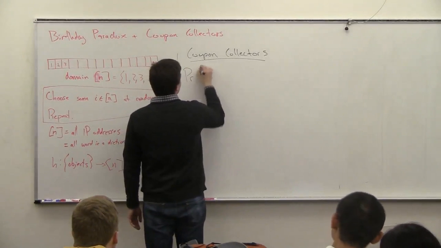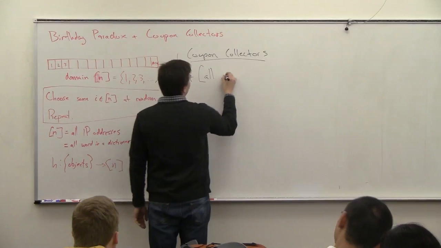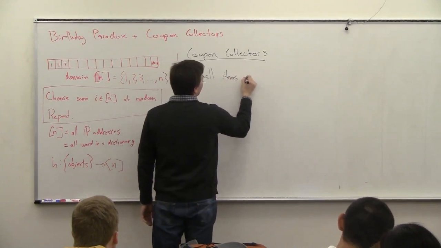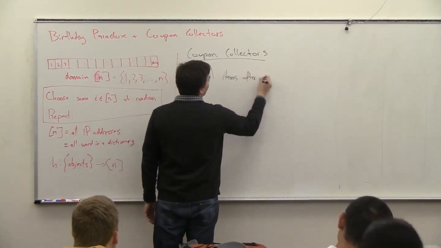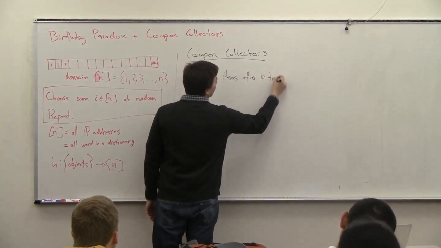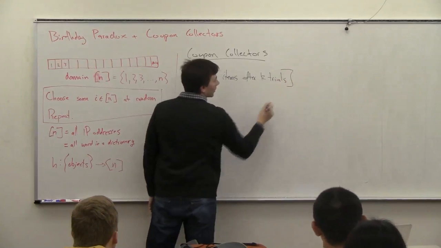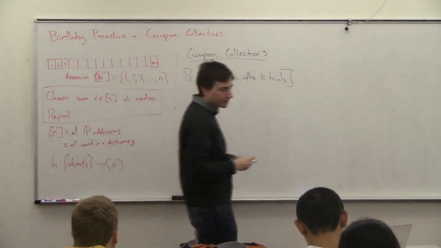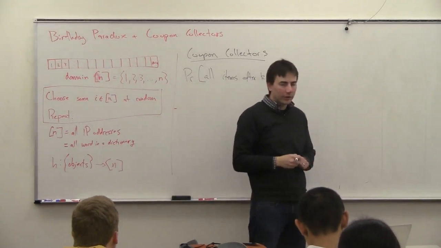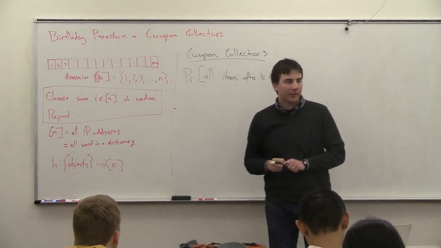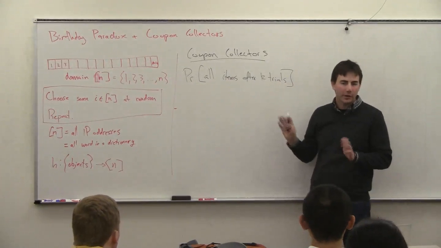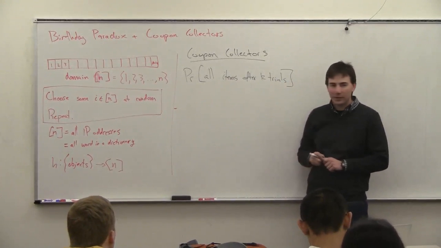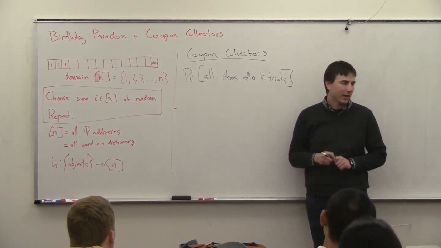So we're going to write the probability of seeing all items after k tries. All right, so this is what we're going to try and figure out. Clearly if k is less than n, then the probability is zero. But how do you write the probability that it occurs exactly on the nth time?